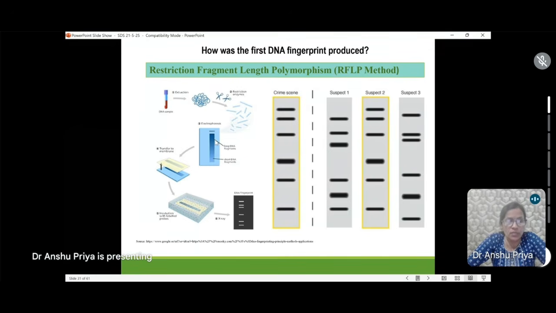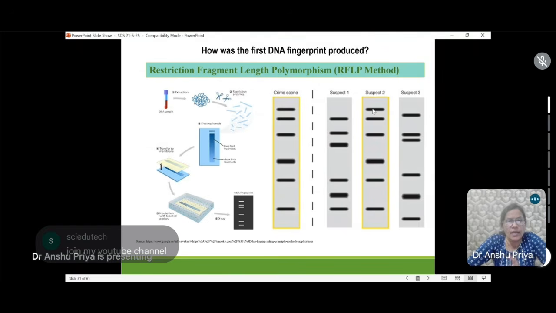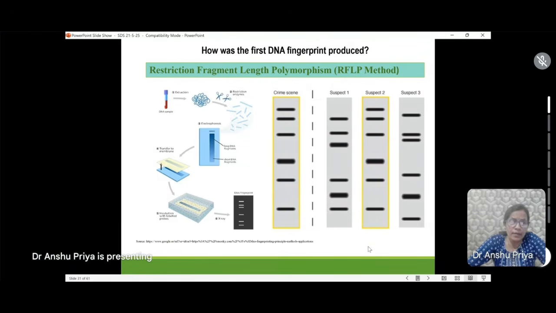That is the transfer from the gel to the nylon membrane. Then you incubate the membrane with the radio-labeled probe, and we check this autoradiograph by exposing it to X-ray film. For example, I have 4 samples: one is a sample that I collected from the crime scene and 3 are suspects, and I have to match them. Similarly, we do all these steps and we get this type of pattern.